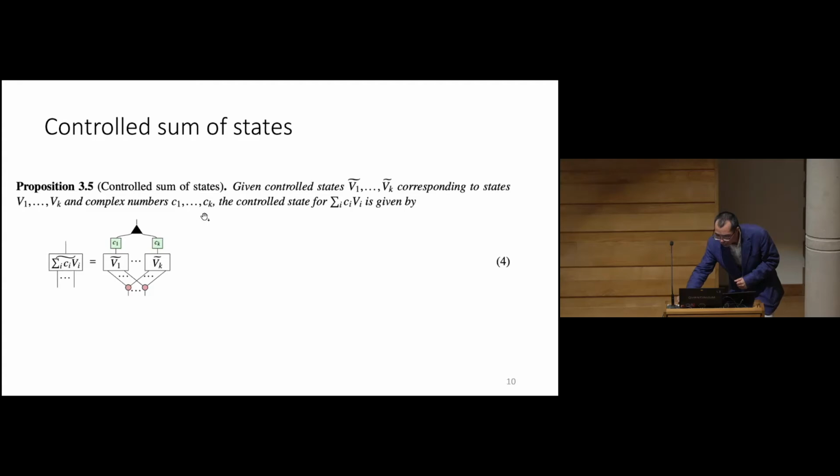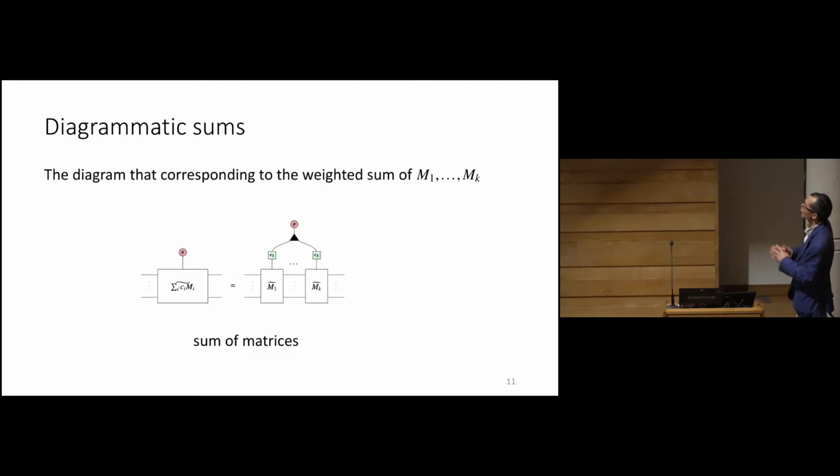And so once you have these kind of controlled things, what's the diagram for the sums? So here, if you have the matrices M1 to MK, and also you have the weighted sum, the coefficients C1 to CK, and then using the controlled diagrams, you can get the whole thing, the sum of C1 times M1 plus CK times MK. So you got this diagram for the weighted sum of matrices.